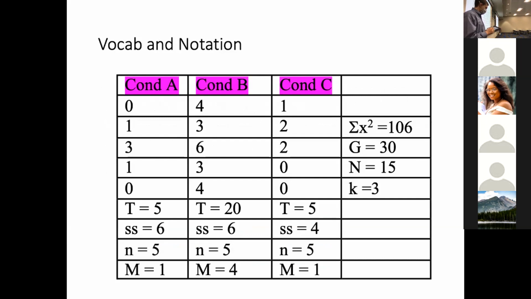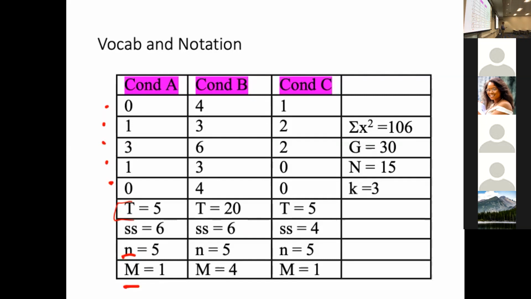All right, and so let's just pretend that we have these 3 different conditions. We've got T for each one of them. And what is T again? The total for the column. We have our sum of squares. We have our n, or little n, which is the number of data points for each one of these columns. And then we're going back to the means here. So when you see m, that is the mean.